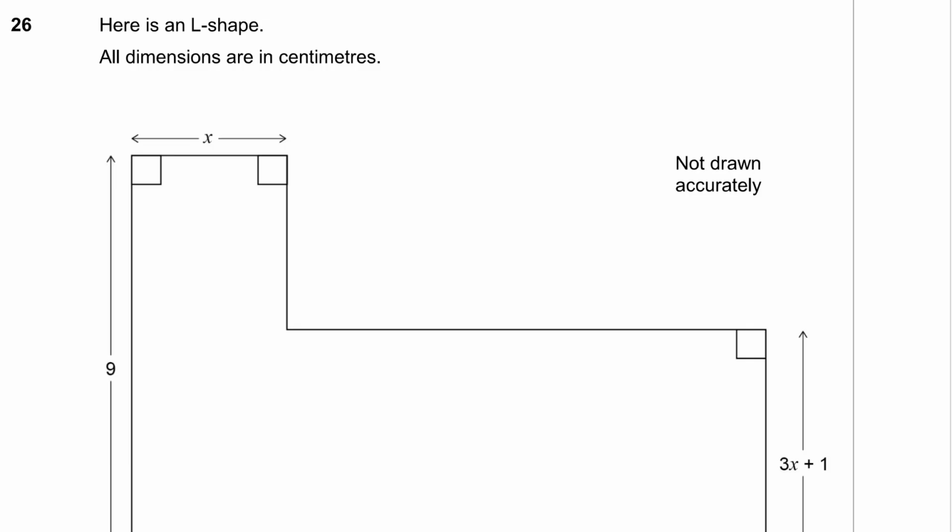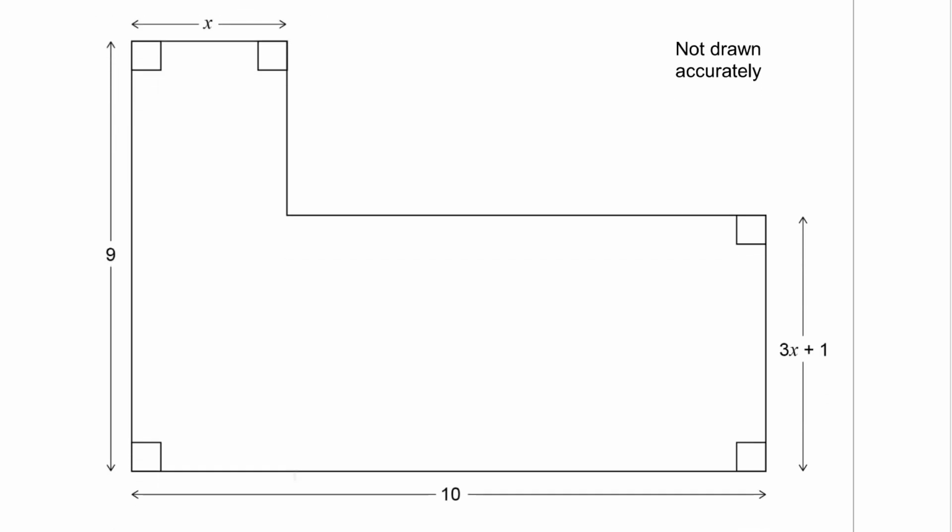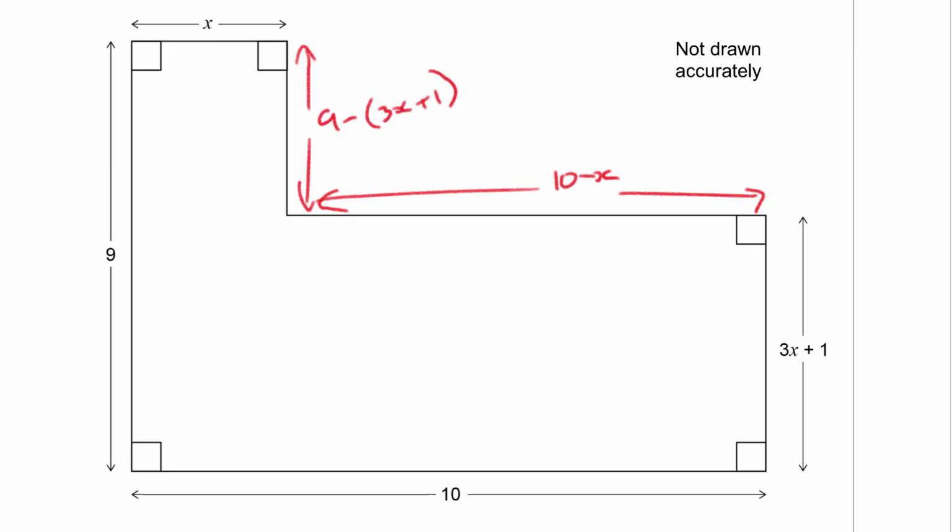Question 26. Here is an L shape. All dimensions are in centimeters. Okay, so we've got this shape here, and we know two of the sides, and two of them are given algebraically. Now we've got some missing sides down here and down here, but we can usually work those out from the other sides, can't we? So for instance, this horizontal distance is the difference between 10 and x, so that side is going to be 10 minus x, and this one up here is going to be the difference between 9 and 3x plus 1, so it's going to be 9 take away 3x plus 1.